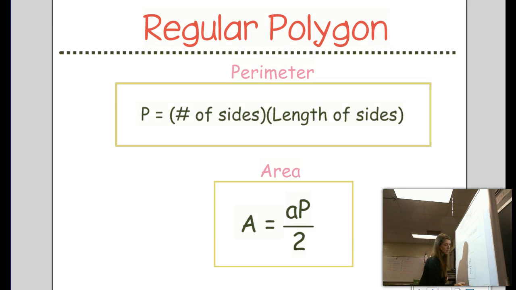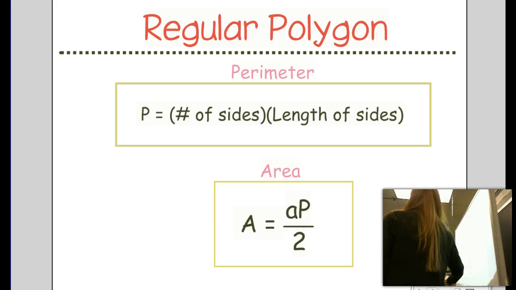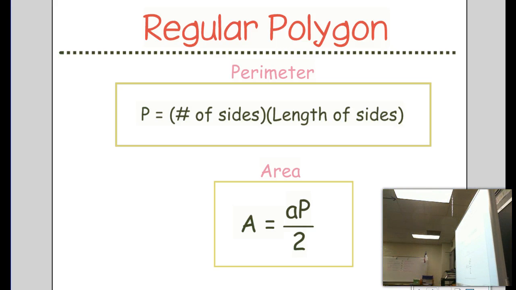So, here is the formula. There it is. Write it down. We're not going to do the part that says perimeter equals, area equals. That's where you write the formulas. Next to perimeter, write this, and next to area, write that formula.